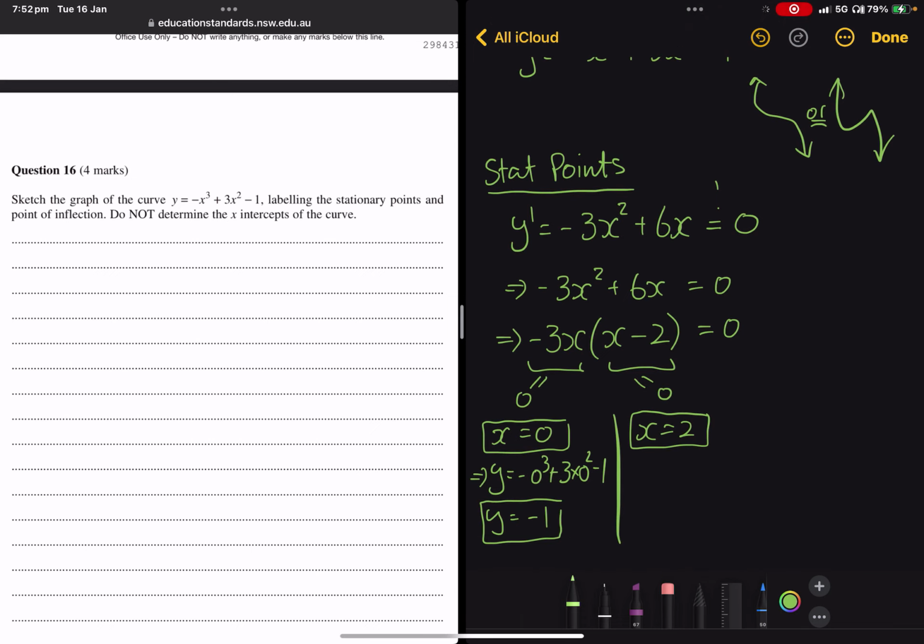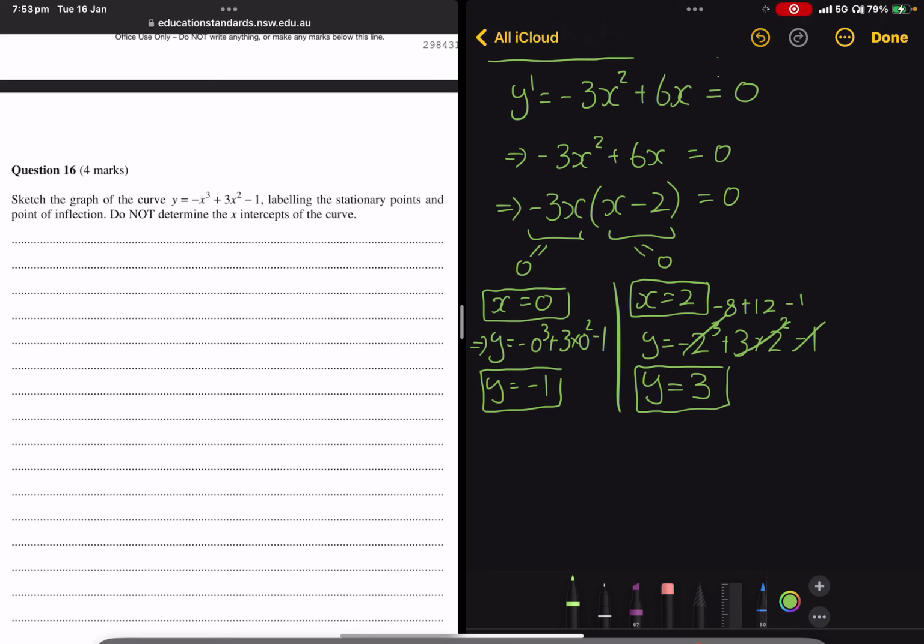And when x is 2, y is equal to the negative of 2 cubed plus 3 times 2 squared minus 1. Well, 2 squared is 4, 4 times 3 is 12, so this is 12. 2 cubed is 8, so this is minus 8 plus 12 minus 1. Minus 8 plus 12 is 4, 4 minus 1 is 3. So here we're going to have y is equal to plus 3. So we found our two stat points. This tells us that the stationary points are at (0, -1) and (2, 3).